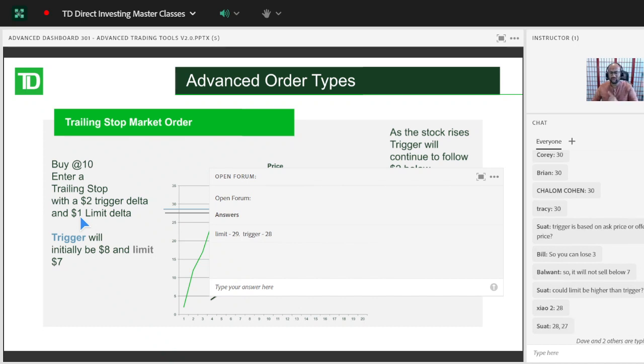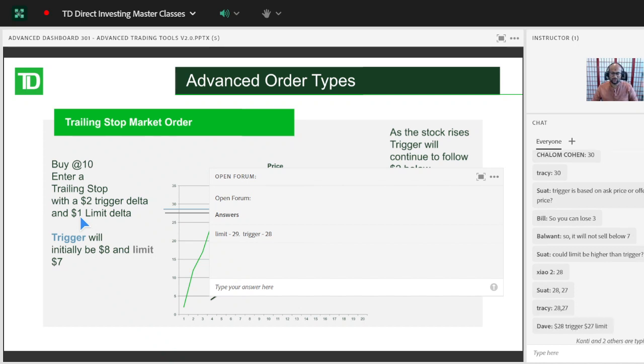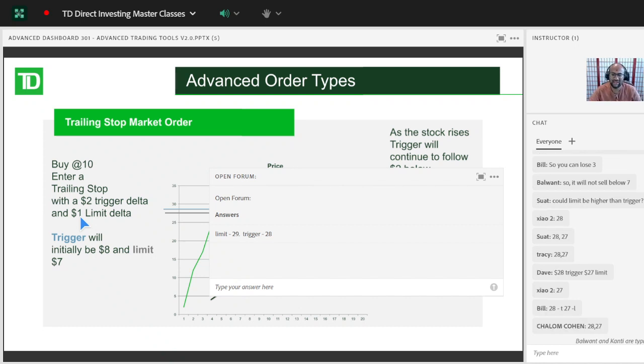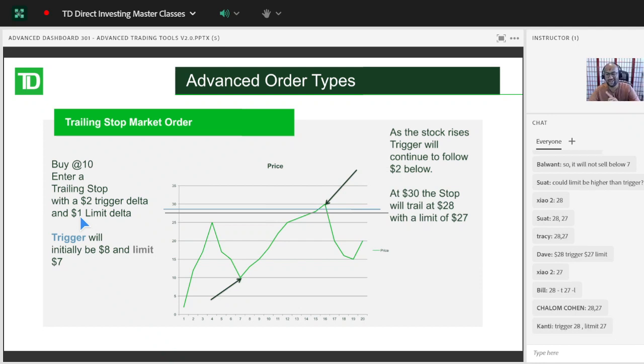So limit at 29, trigger at 28. Suat says 28 and 27. Okay, 28 trigger, 27 limit. Perfect, perfect. Yep, you guys nailed it right on the head. All right, so that is correct. Remember, it's a $2 trigger delta, where in the previous example we used 1, so I can understand why someone might have said 29 and 28. But remember, it's $2. So 30 minus 2 equals 28, and $1 difference from 28 is 27.